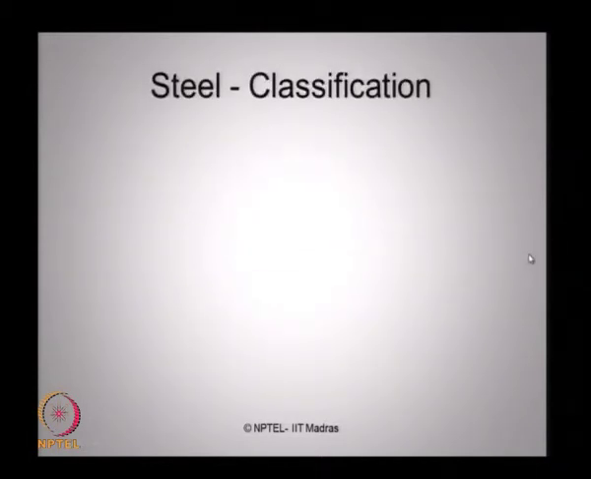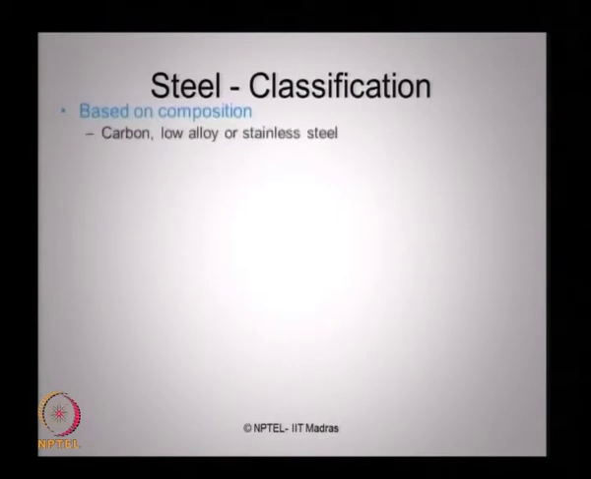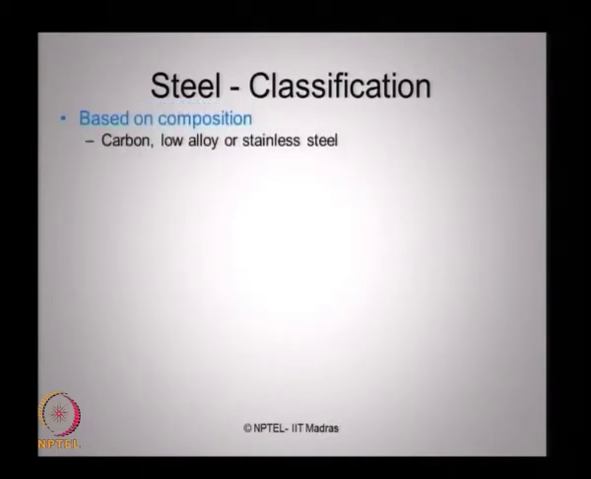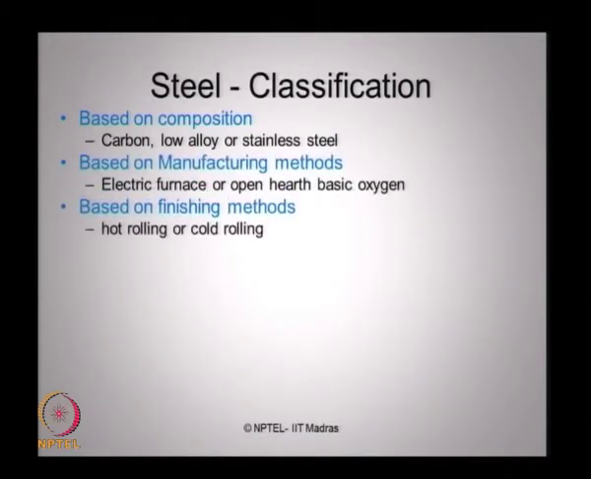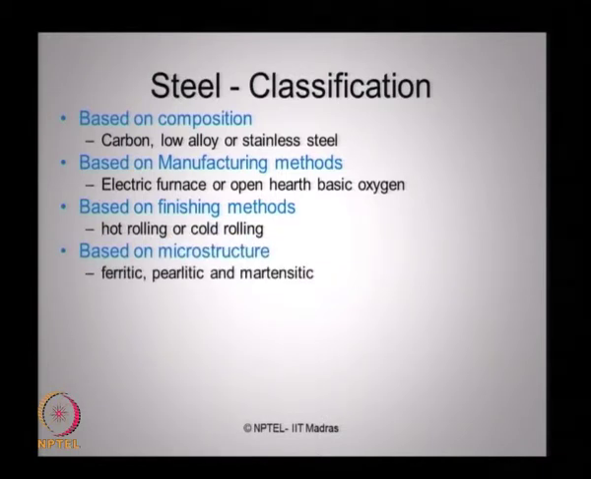Steel is a very predominantly common material which has been successfully used in offshore structures. Based on composition, steel is classified as carbon, low alloy or stainless steel. Based on manufacturing methods like electric furnace, open hearth or basic oxygen, we can classify steel. Based on finishing, one can classify it as hot rolled or cold rolled. Based on microstructure, steel is classified as ferritic, pearlitic and martensitic.